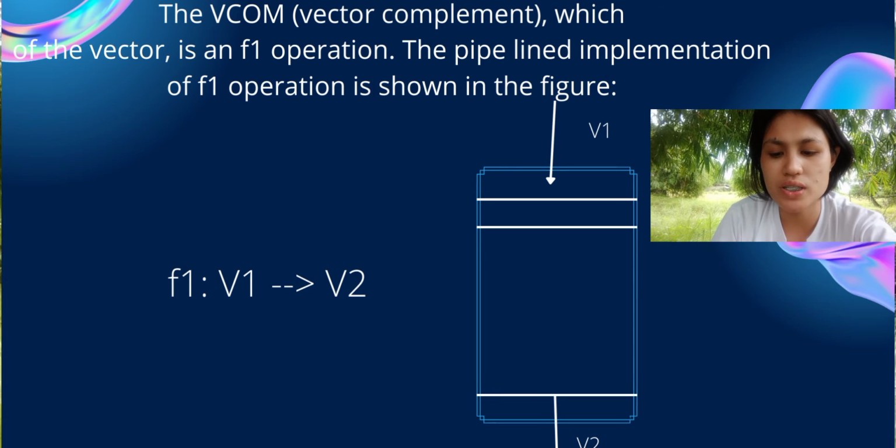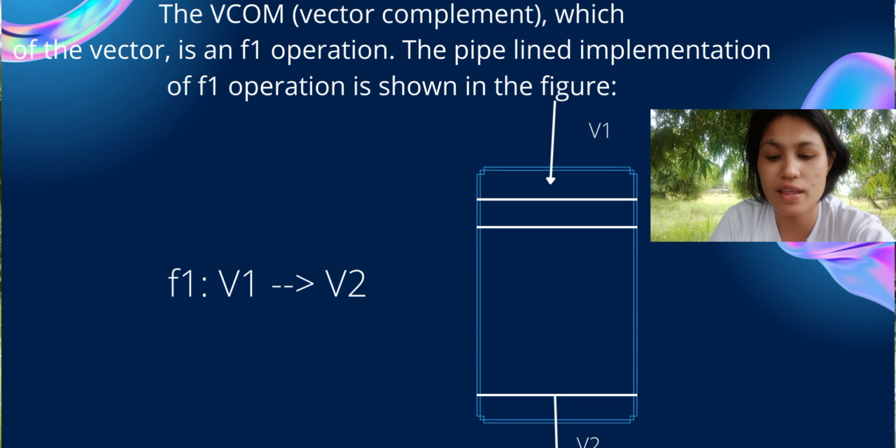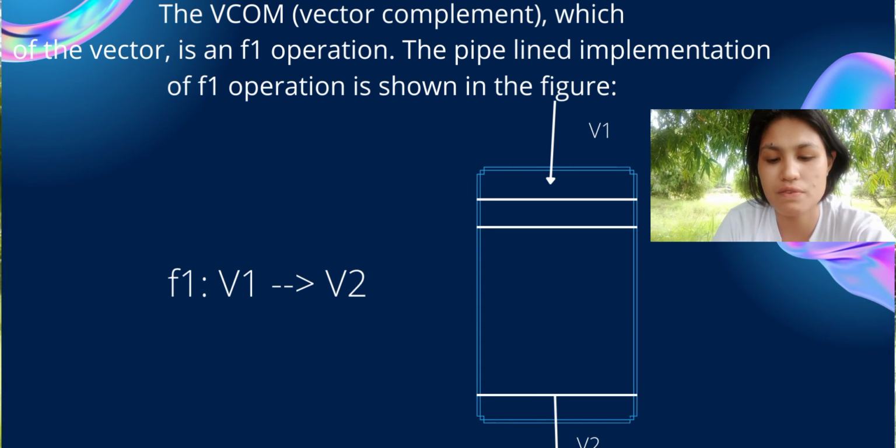The first one is the VCOM or the vector complement, which complements each component of the vector, is an F1 operation. The pipelined implementation of F1 operation is shown in the figure. Let's try to look at the figure. V1, V2.